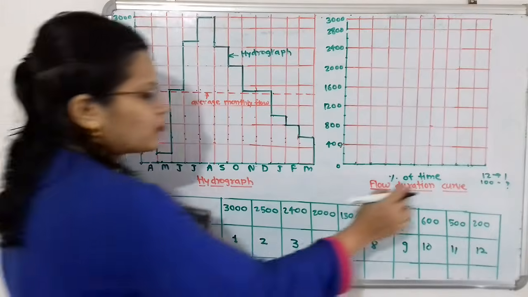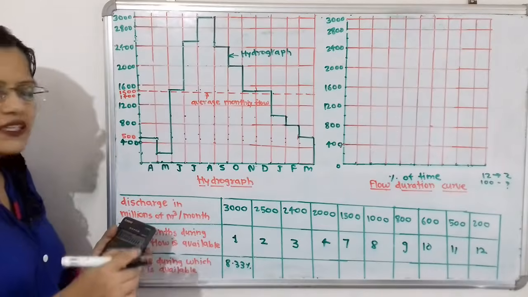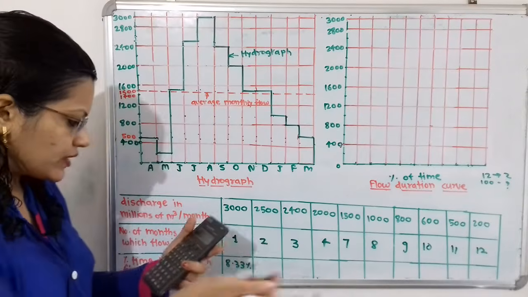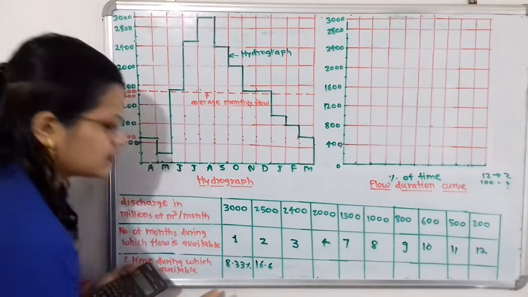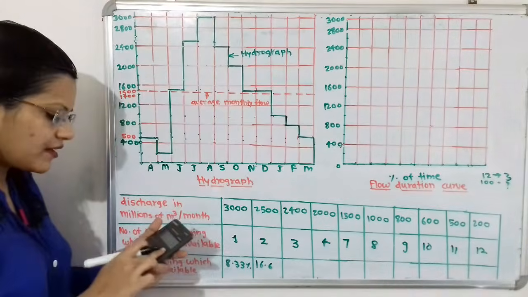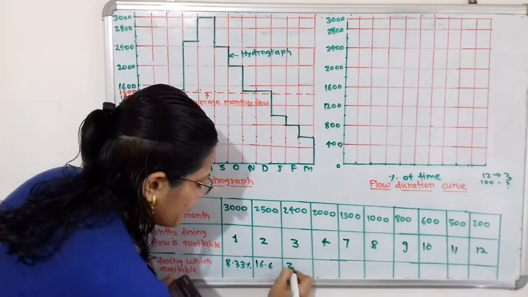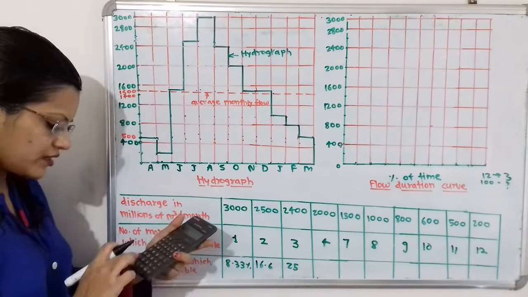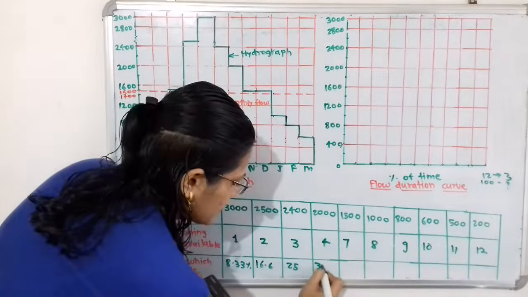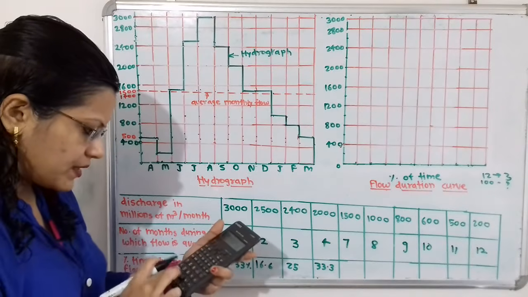Then in the same way, out of 12 months, 2 months are available. Then what is the percentage of time? So 200 divided by 12. So it is 16.66. So I will write 16.6. Then for 3 months, again we have to take 300 divided by 12. That is 25. Then for 4 months, that is 400 divided by 12. That is 33.33. Then 7 months, that is 700 divided by 12.